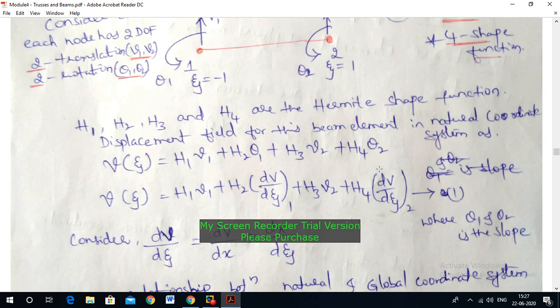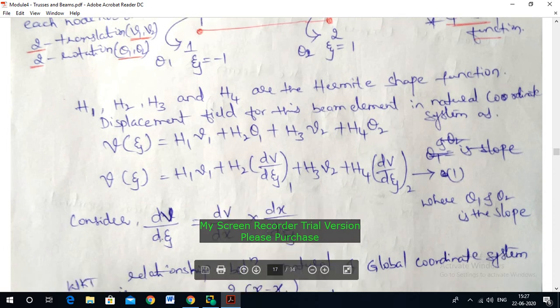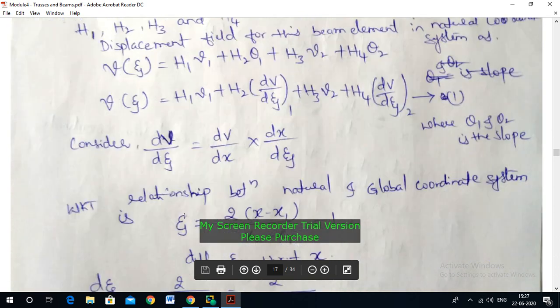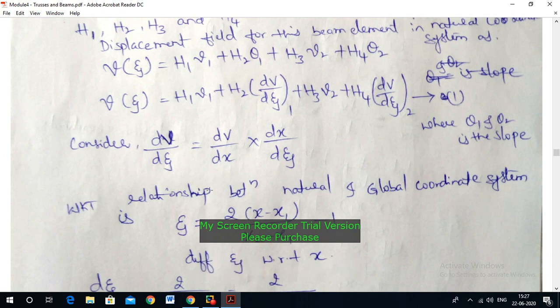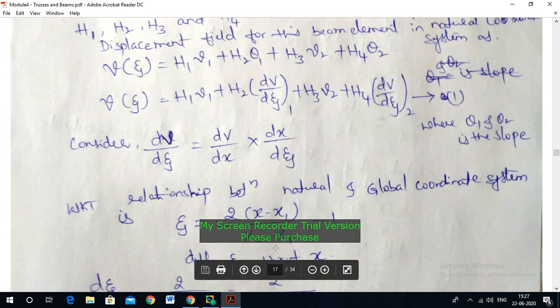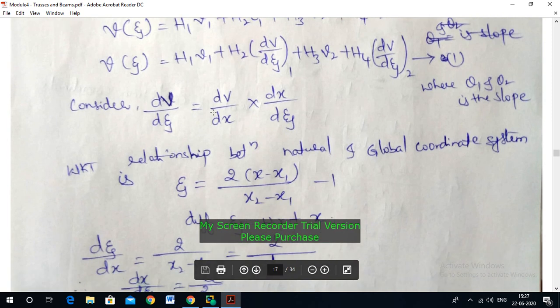Therefore, the slope theta 2 is nothing but dv by d zeta. I can write dv by d zeta as dv by dx into dx by d zeta. We know the relationship between the natural and global coordinate systems: zeta is equal to 2 into (x minus x1) divided by (x2 minus x1), minus 1. Therefore, I need dx by d zeta.